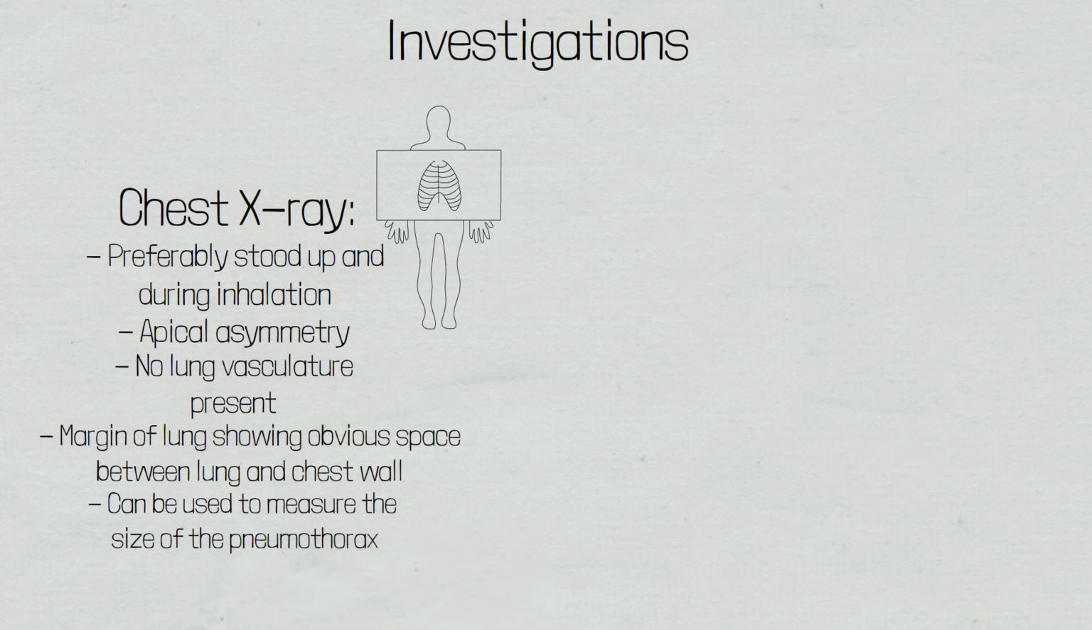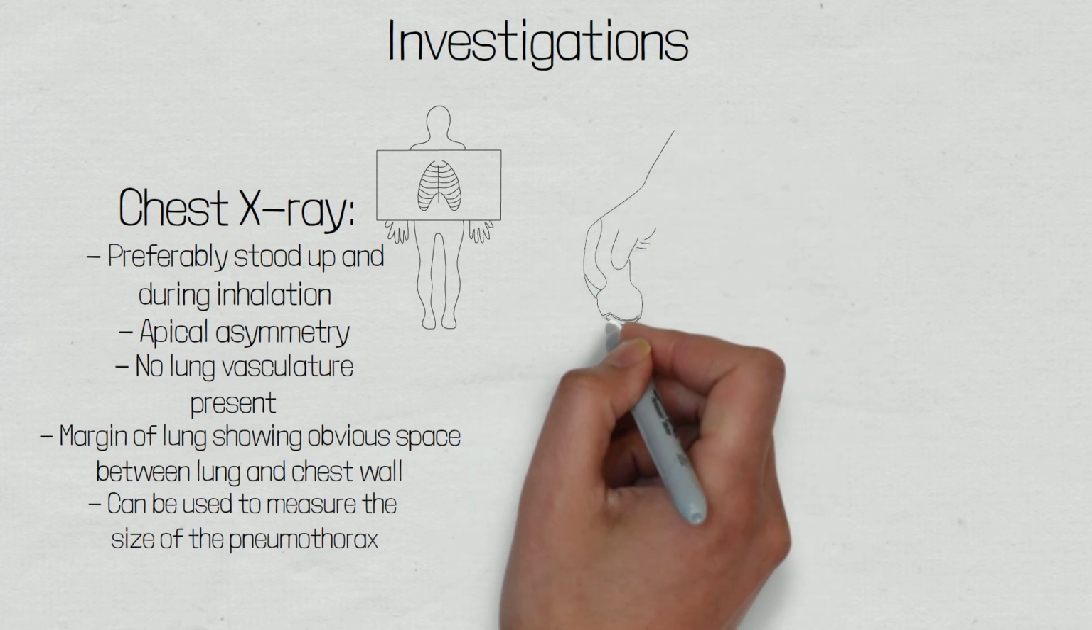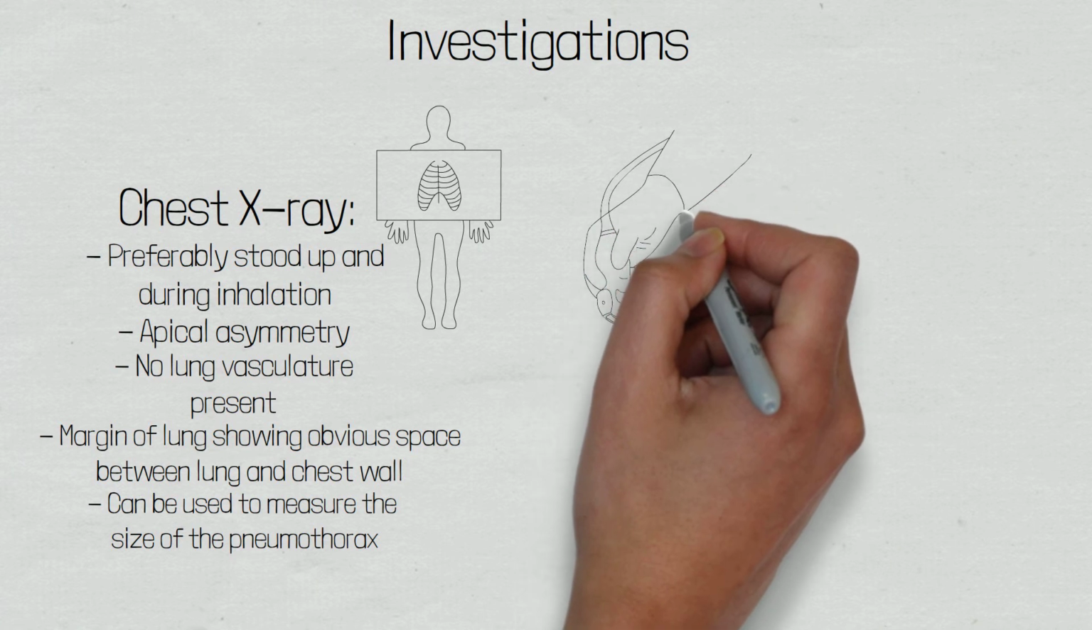A CT thorax will provide greater accuracy in identifying and measuring a pneumothorax, especially if the pneumothorax is very small or if the patient has multiple injuries. An ultrasound may be performed and is particularly useful in the pre-hospital environment.